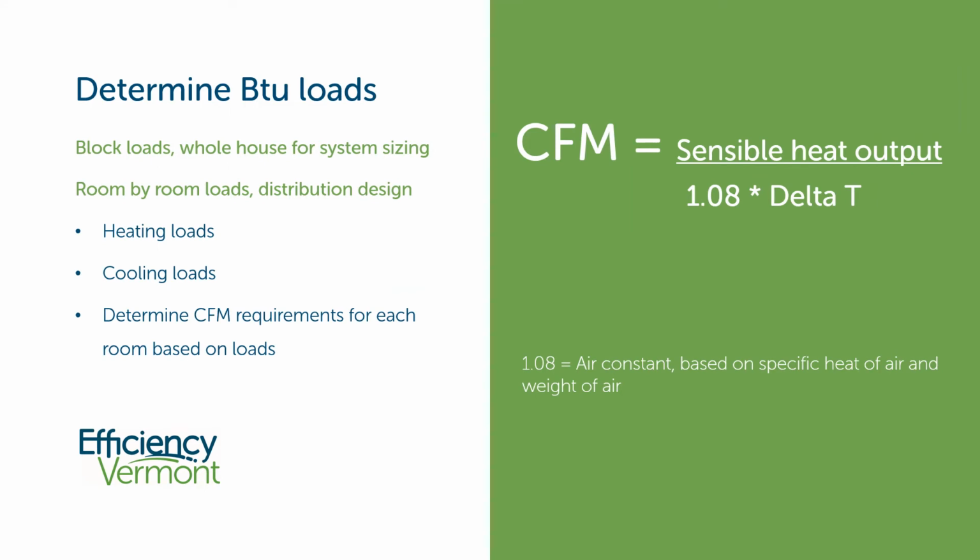So we're going to start by getting our BTU loads for each space. The block loads we do for the whole house system sizing, and then we do room by room loads for distribution. We have to figure heating loads and cooling loads, and then we determine the CFM requirement for each room based on these loads. The CFM is basically the sensible heat output divided by 1.08 times the delta T, or the temperature difference across the heat exchanger. 1.08 is an air constant based on the specific heat of air and the weight of air.